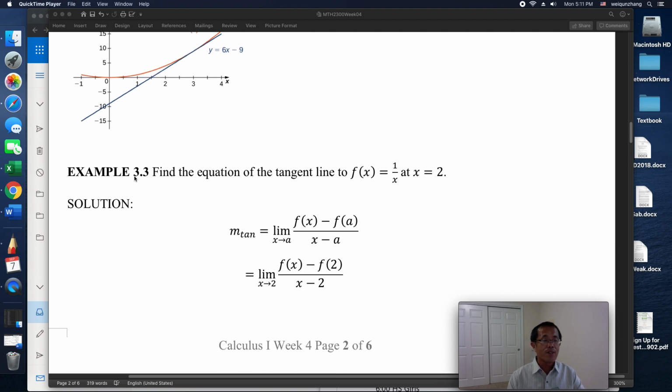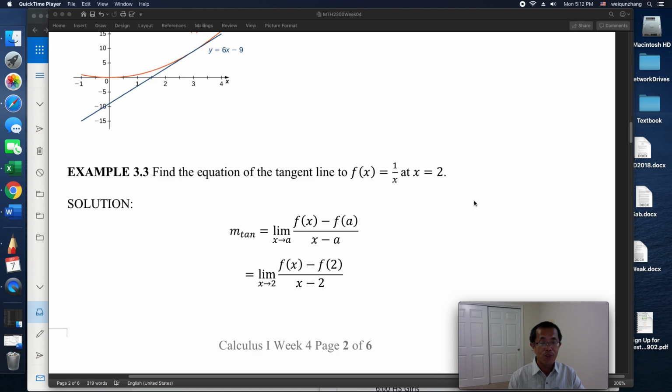Okay, this is also an example from the textbook, 3.3. It's to find the equation of the tangent line to the graph of y equals 1 over x at x equals 2. So this time, I know the slope of the tangent is a limit. So I copy and paste the limit again, and then I did the actual calculation.